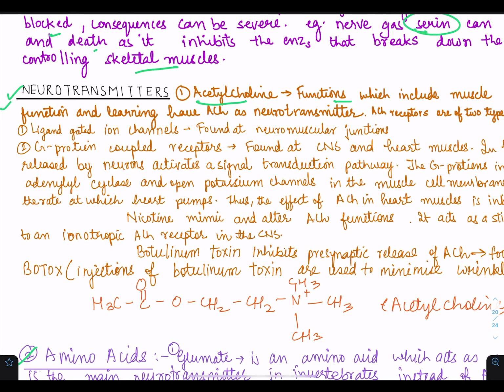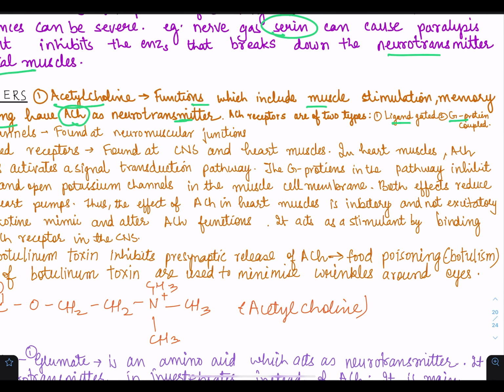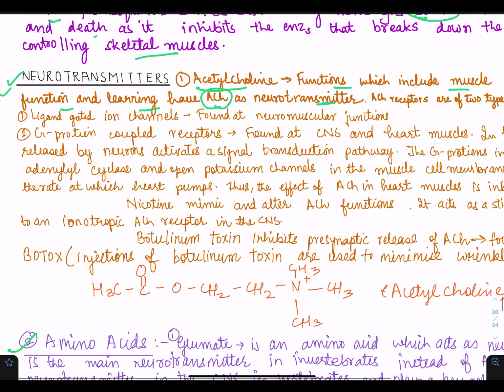Acetylcholine functions include muscle function and learning. They have acetylcholine as neurotransmitter. Acetylcholine receptors are of two types. They can be ligand gated or they can be G protein coupled. Ligand gated ion channels are found at neuromuscular junctions. And G protein coupled receptors are found at the CNS and heart muscles.